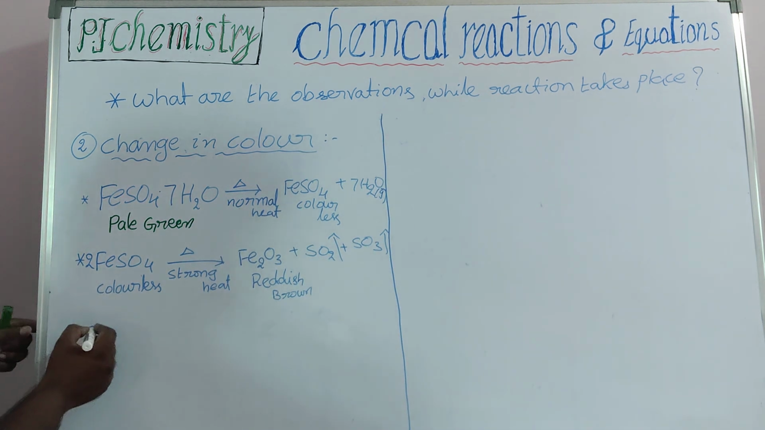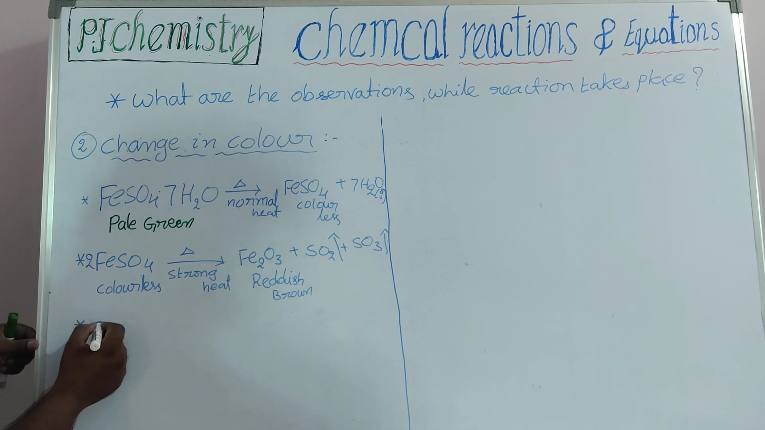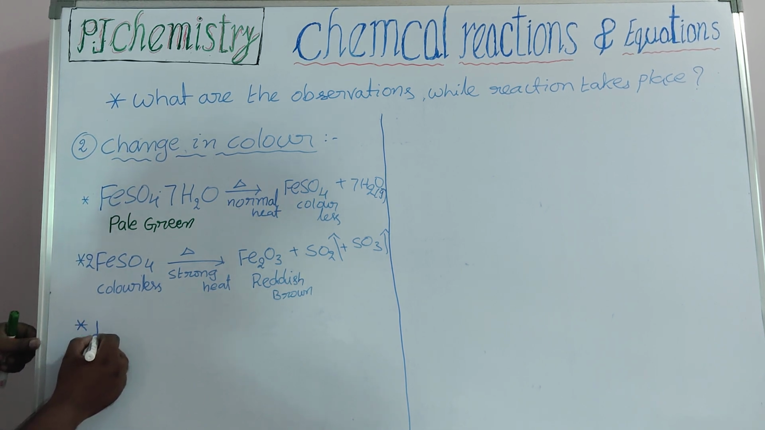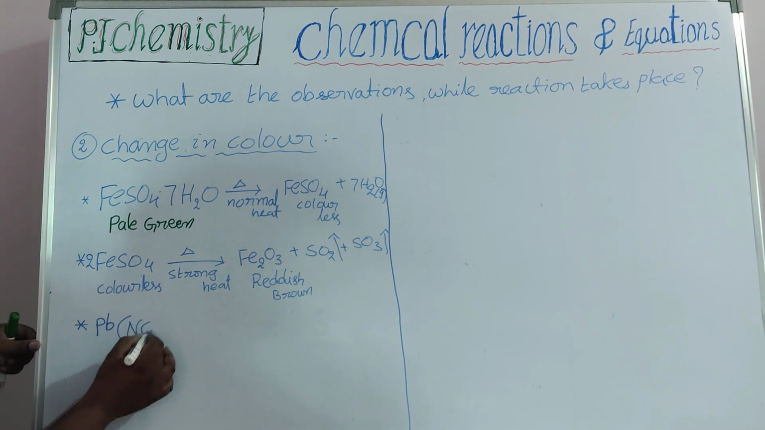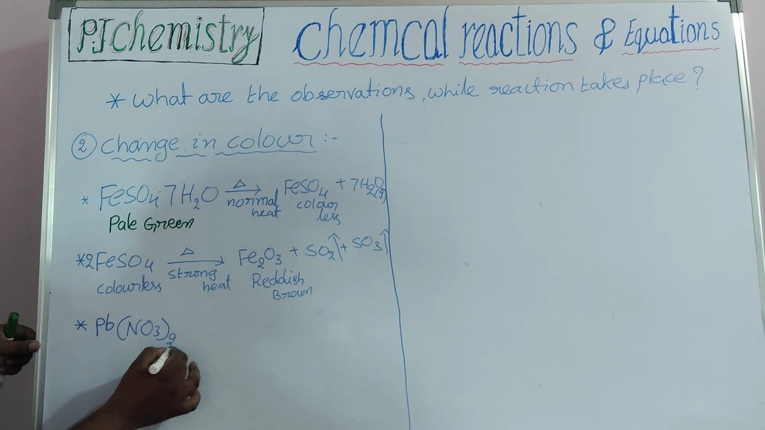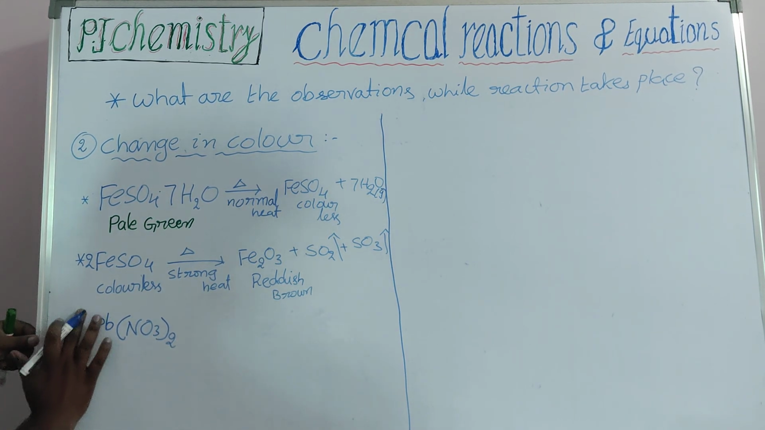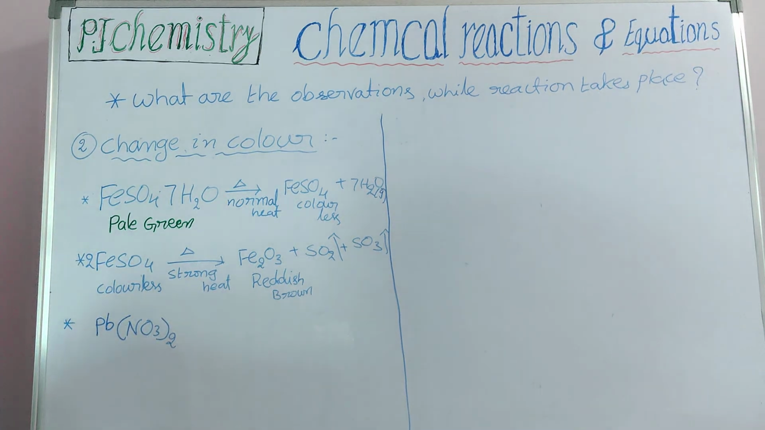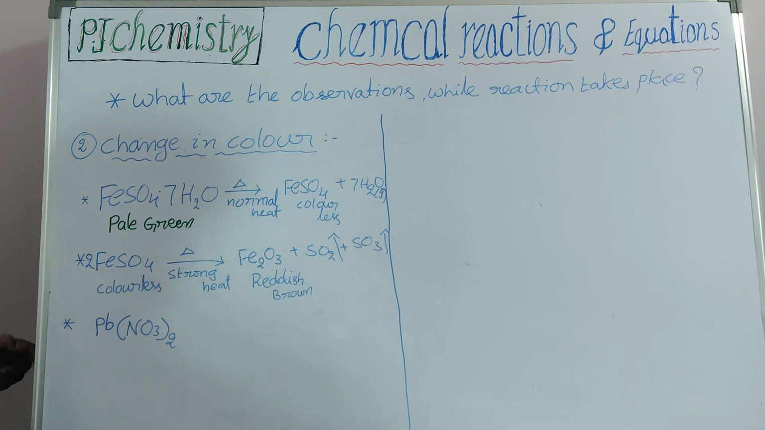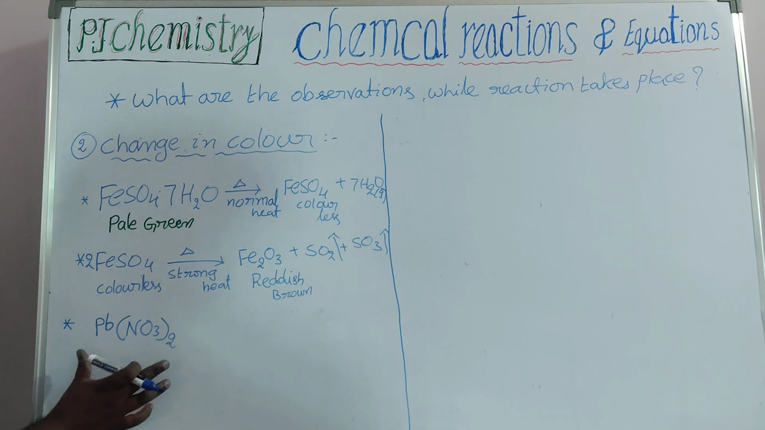Now, one more example. If we take copper nitrate or lead nitrate, Pb(NO3)2. How to write the formulas? We discussed it in the first video itself, the 10th class first video.